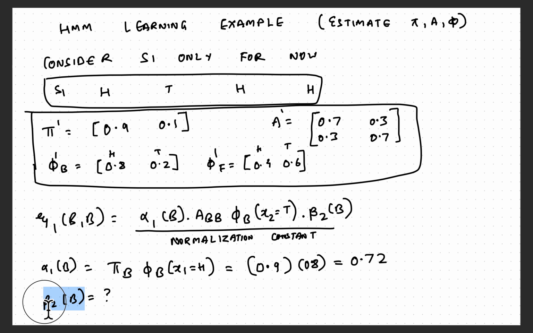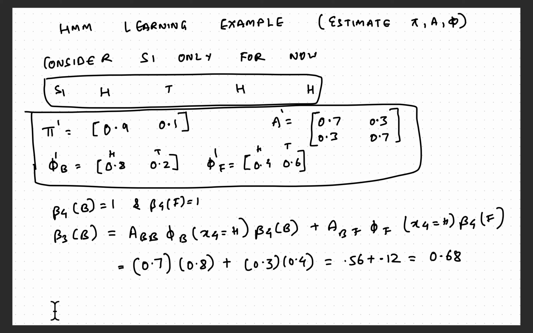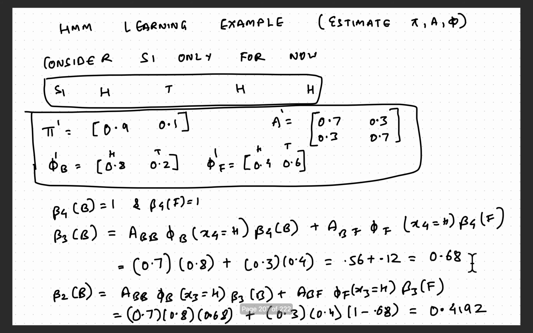Now you want to calculate beta 2 of b, and if you remember, to calculate betas, you start off with initializing beta capital T equal to 1, and then you move backwards. So alpha is moving forwards, and beta is calculated using the backwards algorithm. So you initialize beta 4b equal to 1 and beta 4f equal to 1, and then you compute beta 3b. I am going to skip the calculation in this recording and assume you can go through the previous recordings to do the calculations yourself. It's an important exercise. I would highly encourage you to go ahead and do these calculations. So finally, I calculated that beta 2b comes out to be 0.4192.